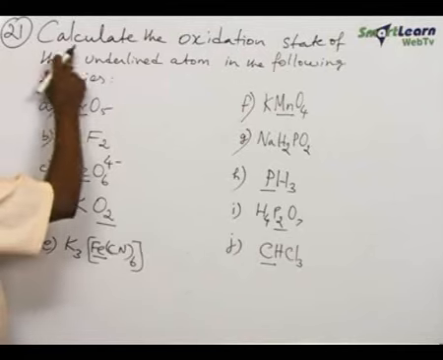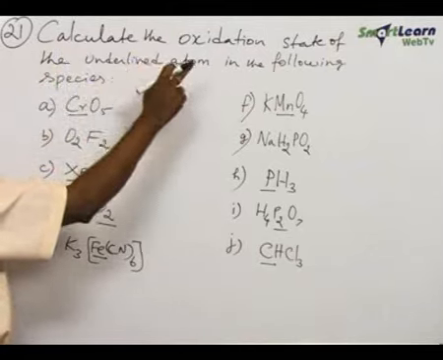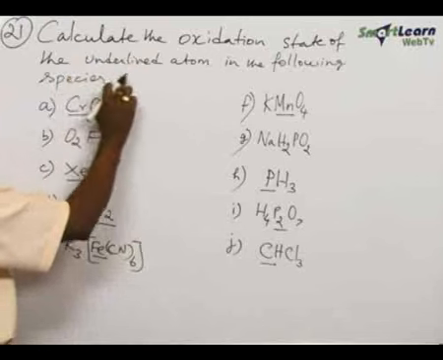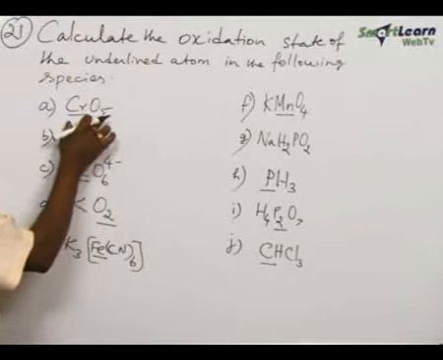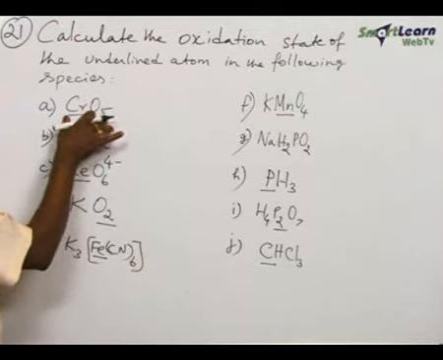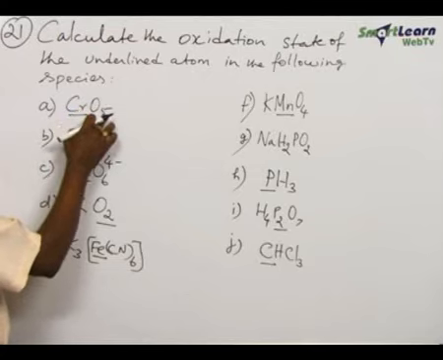Problem number 21. Calculate the oxidation state or oxidation number of the underlying atom in the following species. A. CrO5. In CrO5, this is the peroxide form. And here, even though there are 5 oxygen atoms, there are some peroxide linkages.